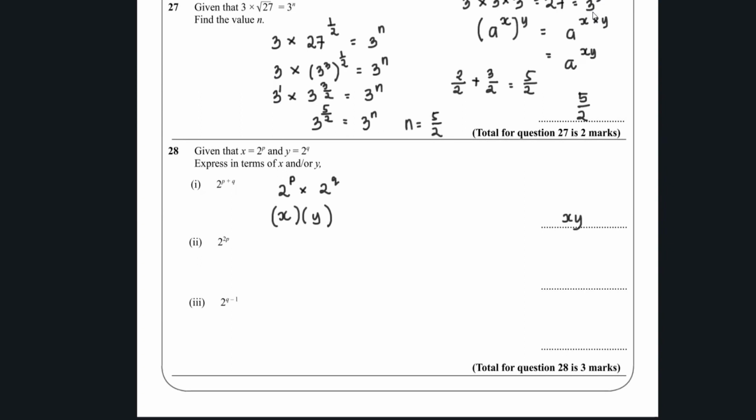So 2 to the power of 2p is simply squaring 2 to the power of p, right? Because this is going to be 2 to the power of p plus p, 2p. So it's equal to 2 to the power of p, squared. Okay, and we know that 2 to the power of p is x, and this is again x. So therefore, this is x times x, which is x squared.